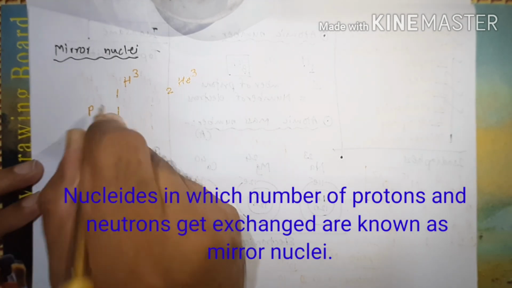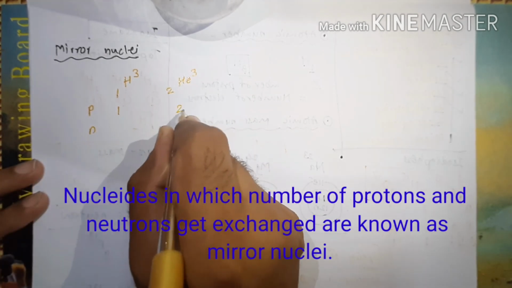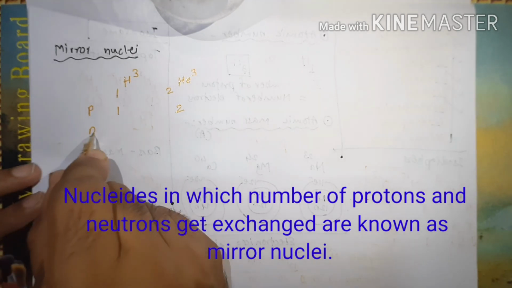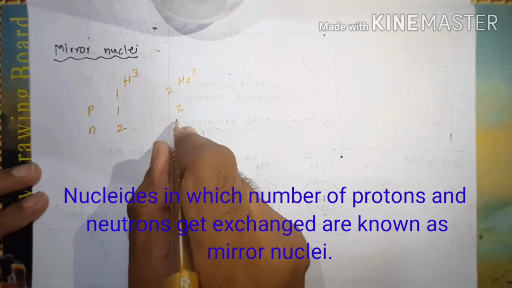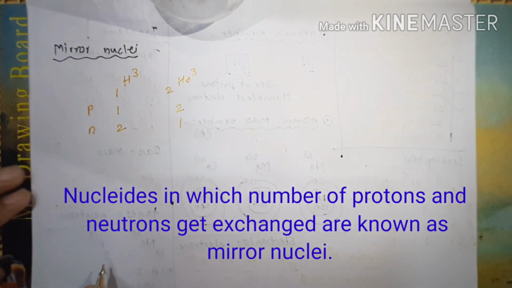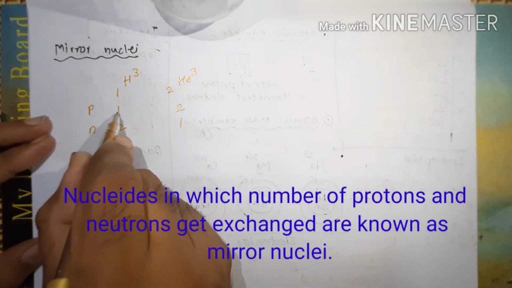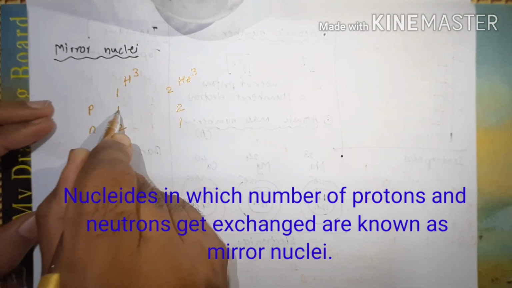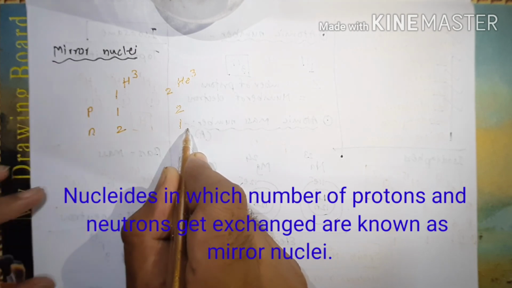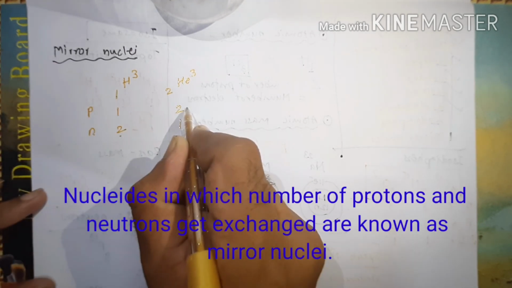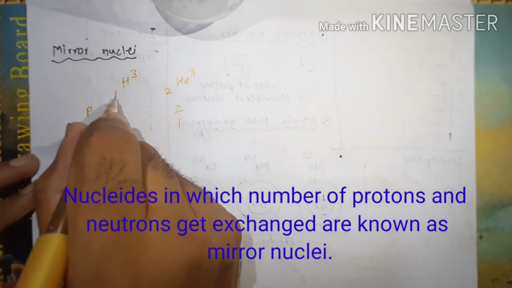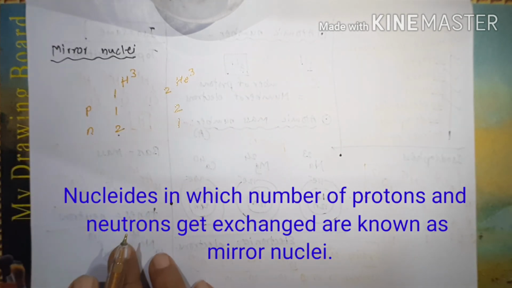Let's check how many protons and neutrons are here. We have 1 proton in hydrogen, and helium has 2 protons. How many neutrons do we have? 3 minus 1, 2. 3 minus 2, 1. So the number of protons in the first species is the number of neutrons in the second species, and the number of neutrons in the first species is the number of protons in the second species. Such nuclei are known as mirror nuclei.